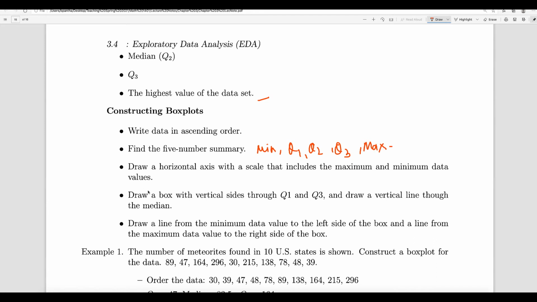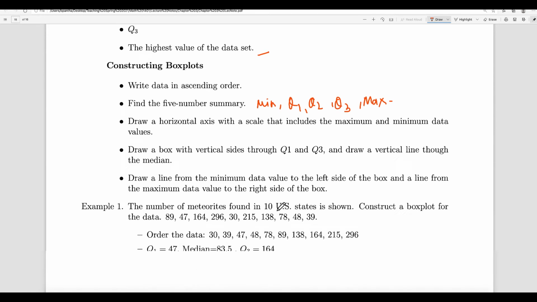Draw a horizontal axis with a scale that includes the minimum and maximum data values. Draw a box with vertical sides through Q1 and Q3, and draw a vertical line through the median. Draw a line from the minimum data value to the left side of the box and a line from the maximum data value to the right side of the box. The example clarifies all those things.